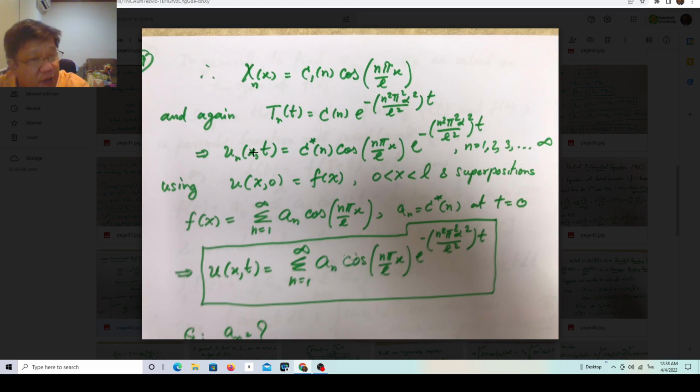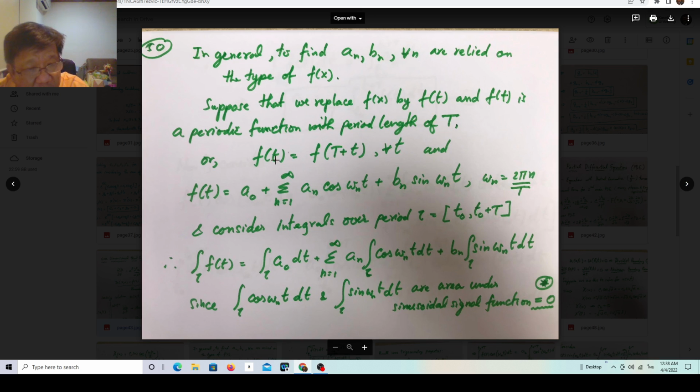U of x,t here belongs to that heat transfer problem, what we call the heat flow problem of the one-dimensional heat equation. But t here is just to capture the characteristic of f of x, which means that f of x has the nature of what we call a periodic function. And if we consider f of t in this form, you can see that it contains both cos and sine terms.